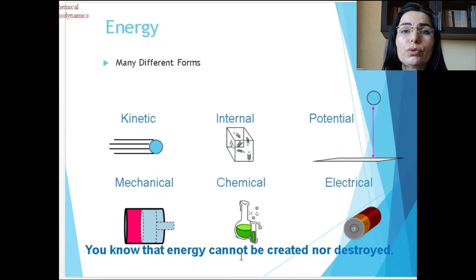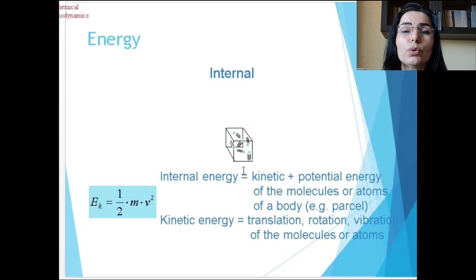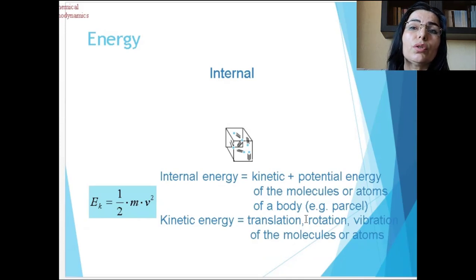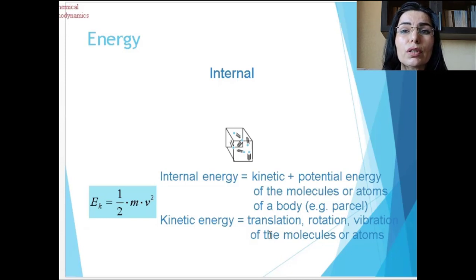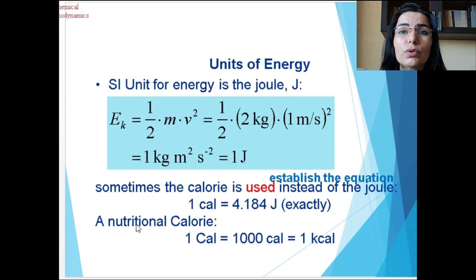First of all, I want to remind you of many different forms of energy: kinetic, internal, potential, mechanical, chemical, electrical, and you know that energy cannot be created or destroyed. And here you see internal energy is equal to kinetic plus potential energy of the molecules or atoms of a body, and kinetic energy is equal to translation, rotation, and vibration of the molecules or atoms, and for the energy equation you see here. Then the units of energy.